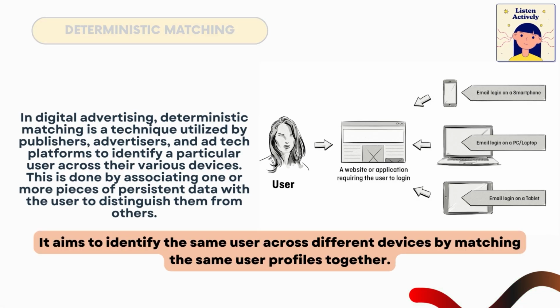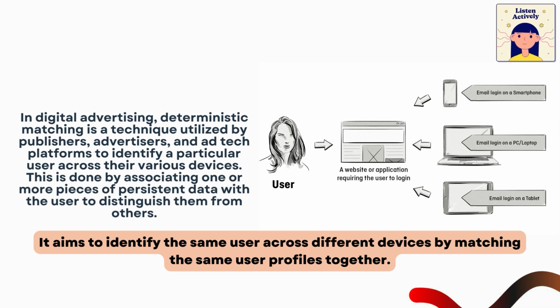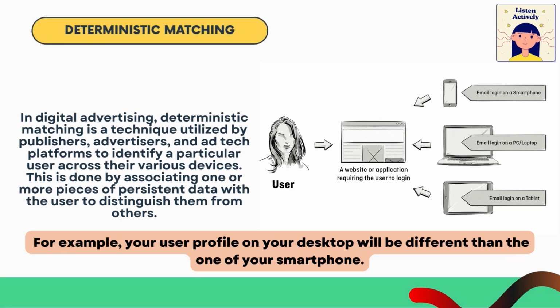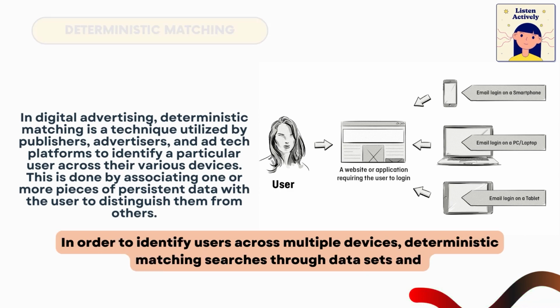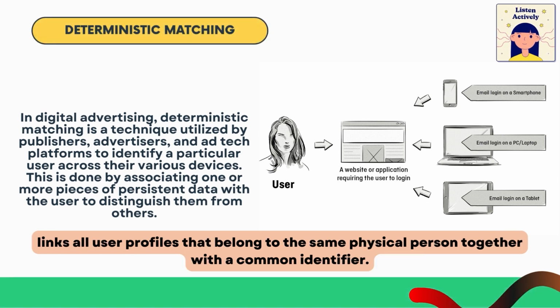Deterministic matching aims to identify the same user across different devices by matching the same user profiles together. User profiles are comprised of different pieces of data about a particular user, with each user having a separate profile on different devices. For example, your user profile on your desktop will be different than the one on your smartphone. In order to identify users across multiple devices, deterministic matching searches through data sets and links all user profiles that belong to the same physical person together with a common identifier.